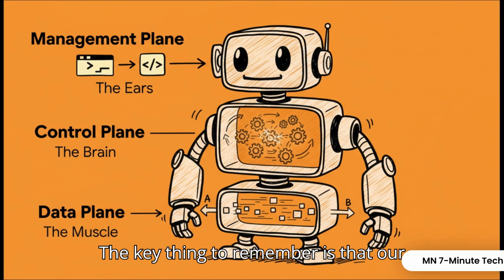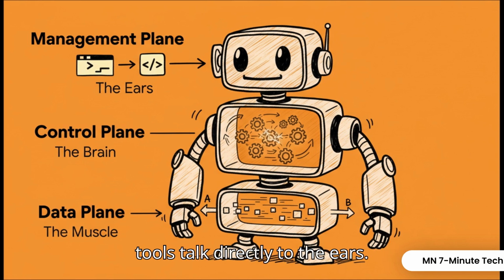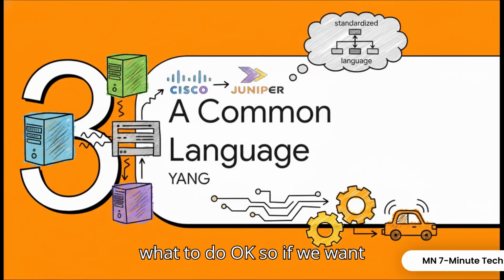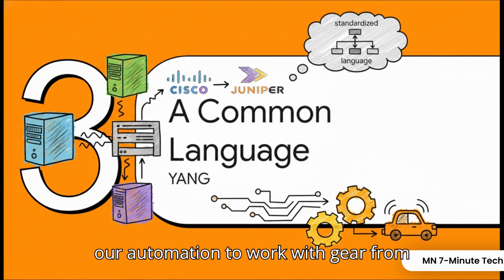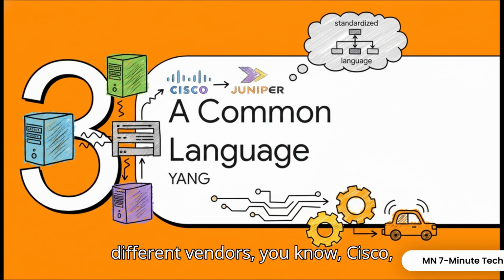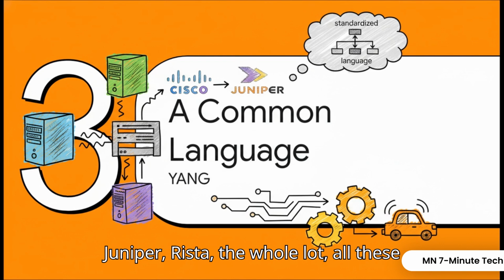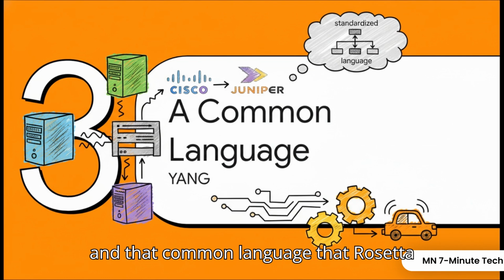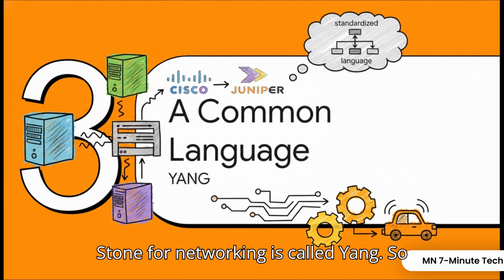Now, for automation, the key thing to remember is that our tools talk directly to the ears, the management plane, to tell the whole system what to do. Okay, so if we want our automation to work with gear from different vendors, Cisco, Juniper, Arista, the whole lot, all these machines need a shared standard language. And that common language, that Rosetta Stone for networking, is called Yang.